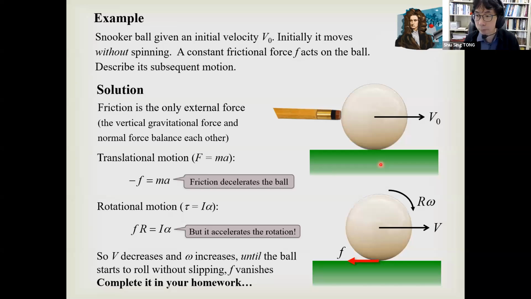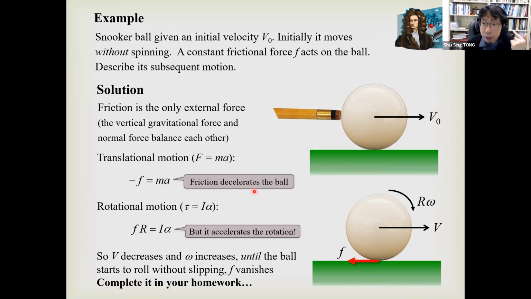Now let's see how to do it. Look at this diagram. The translational motion equation is F equal to ma, right? Now F is the frictional force. The only net force acting on the body is the frictional force. We only consider the horizontal force, and the frictional force tends to oppose the motion. So you need a negative sign, because it is opposite to the velocity. So negative F is equal to ma.